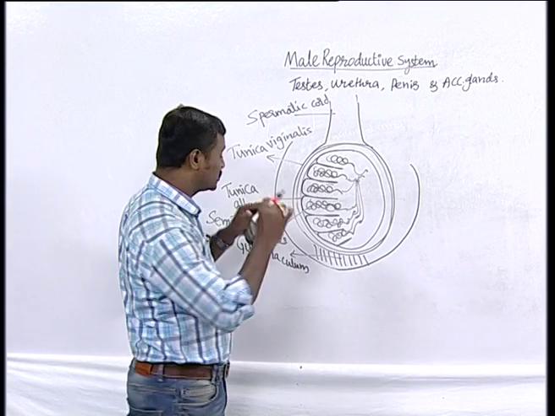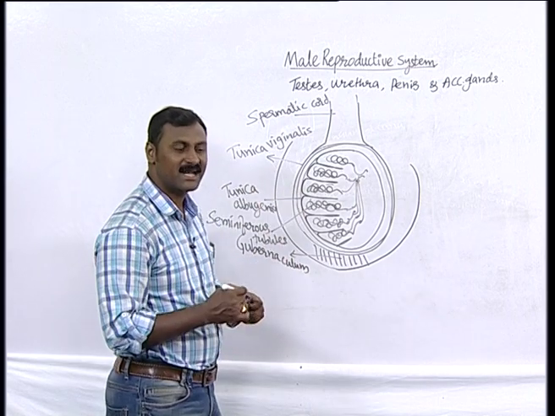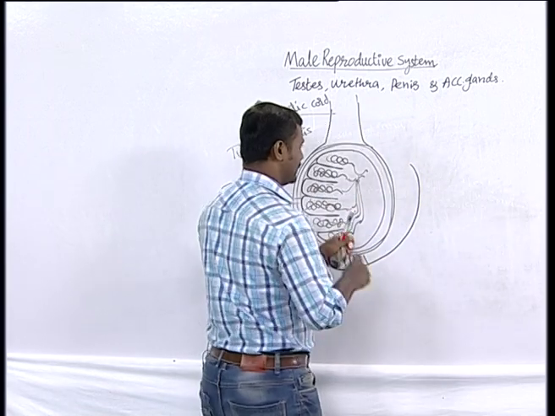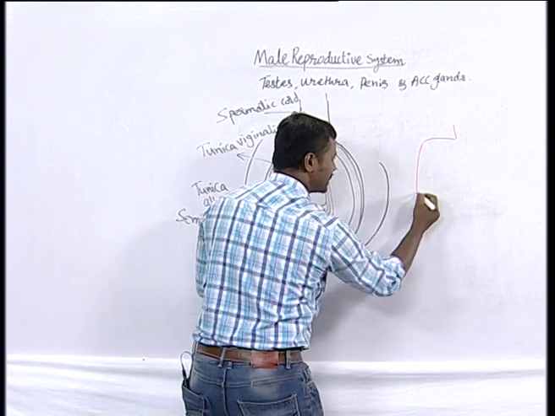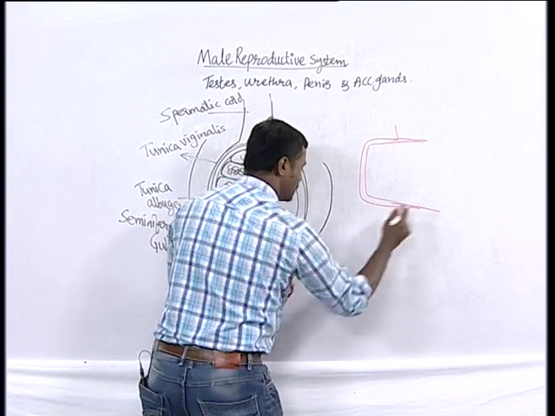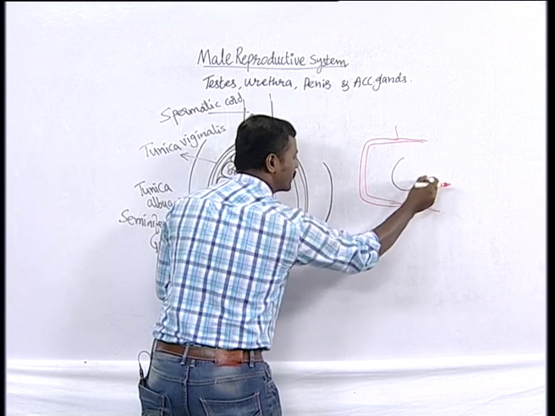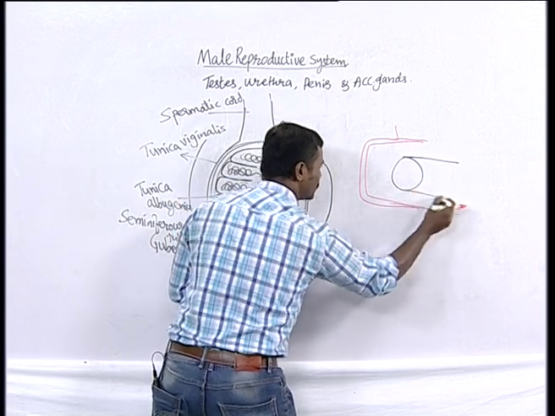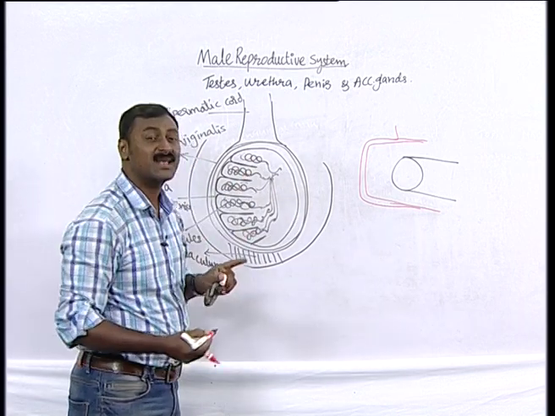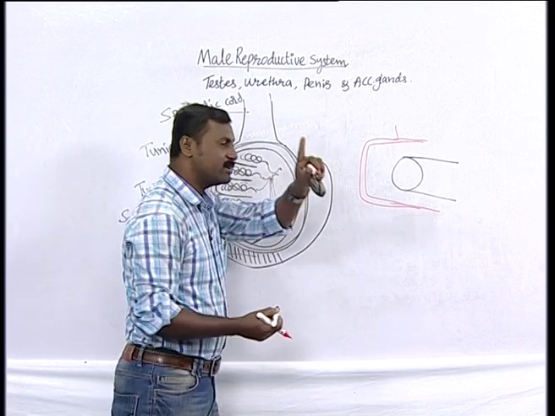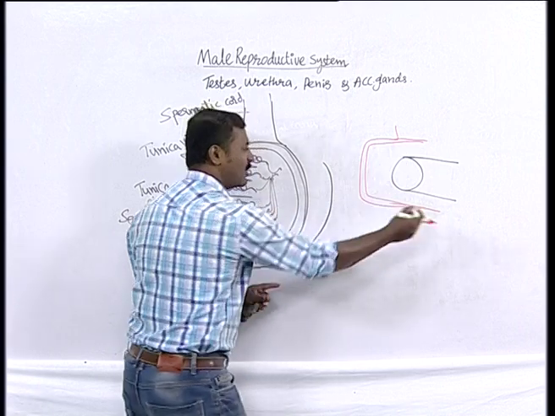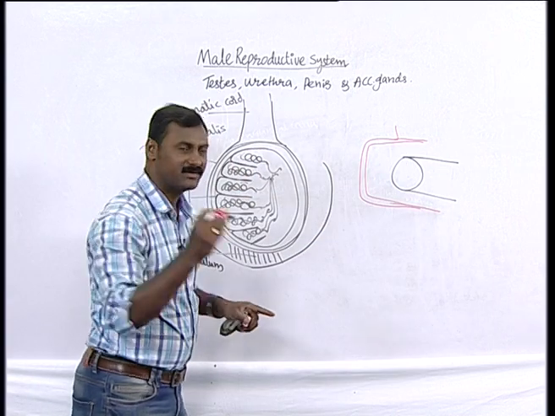Let us zoom in on the seminiferous tubules inside the septa, how it is, we will see now. Suppose this is the septa you are observing. Let us take only one pipe. Just now I told there are 2 to 3 seminiferous tubules. One seminiferous tubule you are observing inside the septa. That red color border is the septa, and inside is the seminiferous tubule.